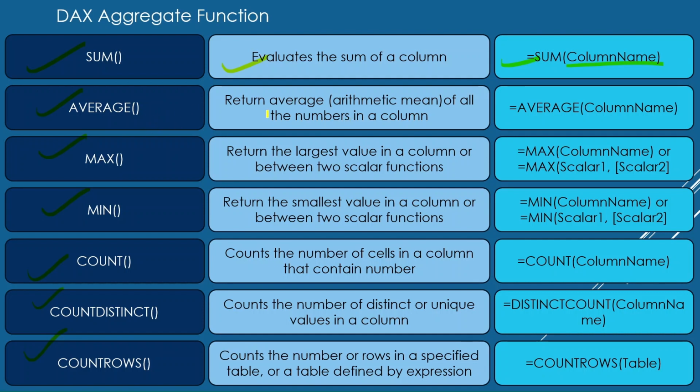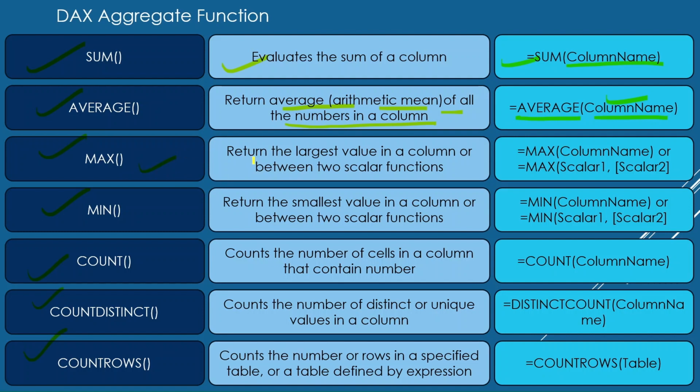Second is average. It returns the average, the arithmetic mean, of all the numbers in the column. So suppose we want to calculate the average of a particular column, then we have to use the average function. Average, this is the syntax, and it takes the column name. So whatever numbers are present in this column, Power BI will take those numbers, calculate the average of those numbers and return it back.